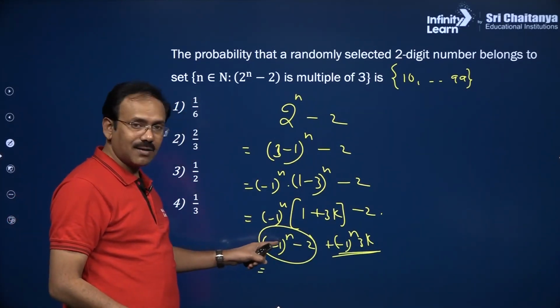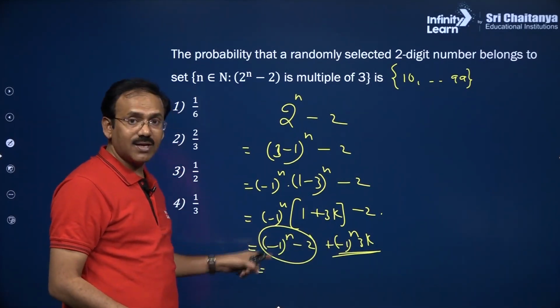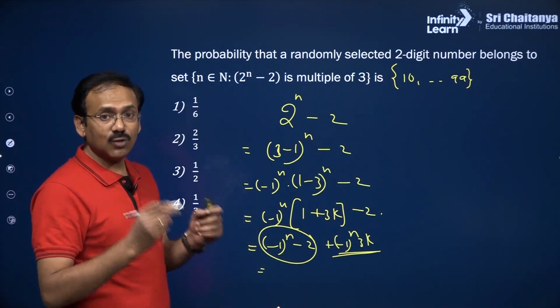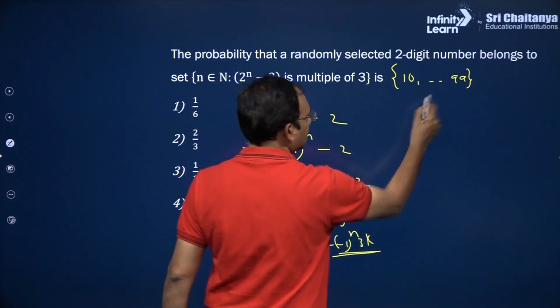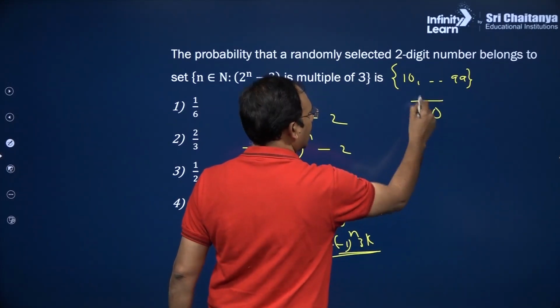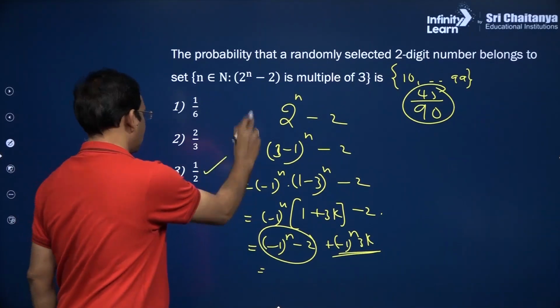If n is an odd number, this is minus 3, it is divisible by 3. If n is an even number, it is minus 1, not divisible. So n must be odd, my dear friends. Out of the 90 numbers, how many are odd? Undoubtedly 45. 45 by 90, 1 by 2 is the answer.